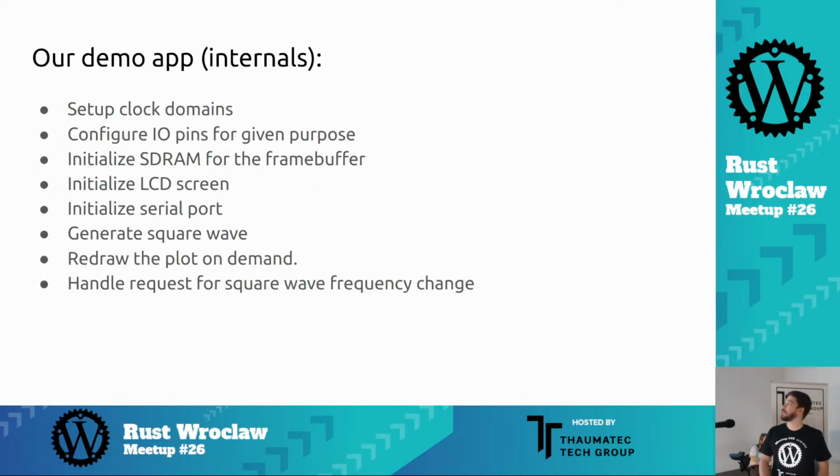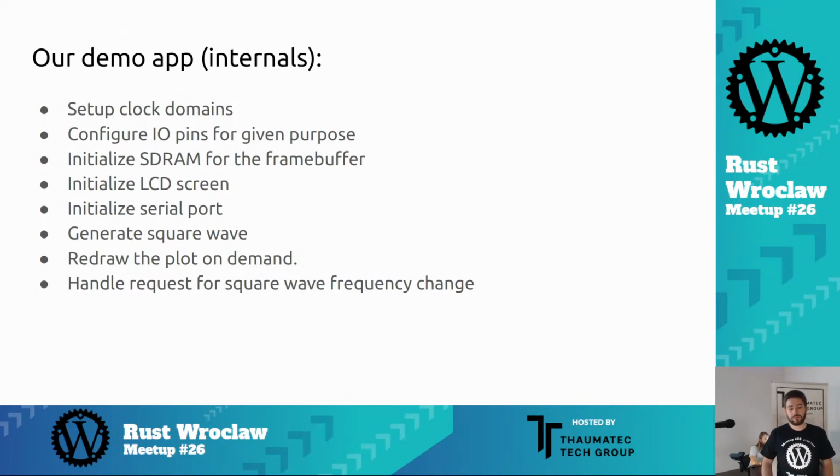If we dig a bit deeper into the internals, we need to set up our clock domains. So the MCU has, each peripheral, or almost each peripheral, needs to be clocked in some way. We have this base frequency of 216 megahertz, but not all the peripherals can operate with such a high frequency. So, for example, you might need to provide different clock sources.